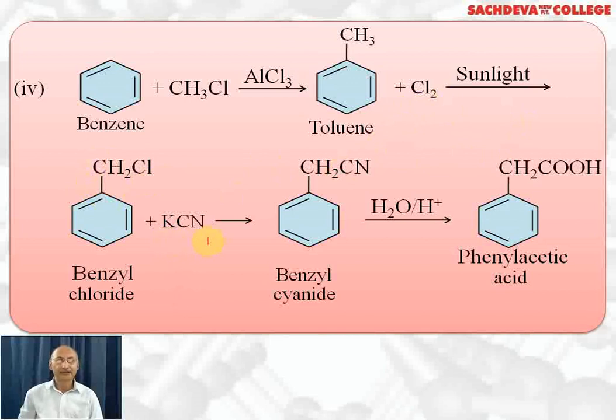Benzyl chloride will react with potassium cyanide. It undergoes nucleophilic substitution reaction. KCl is removed. We get benzyl cyanide. On hydrolysis, cyanide group will change to carboxylic acid. We get phenylacetic acid. This is the way how we can convert benzene to phenylacetic acid.